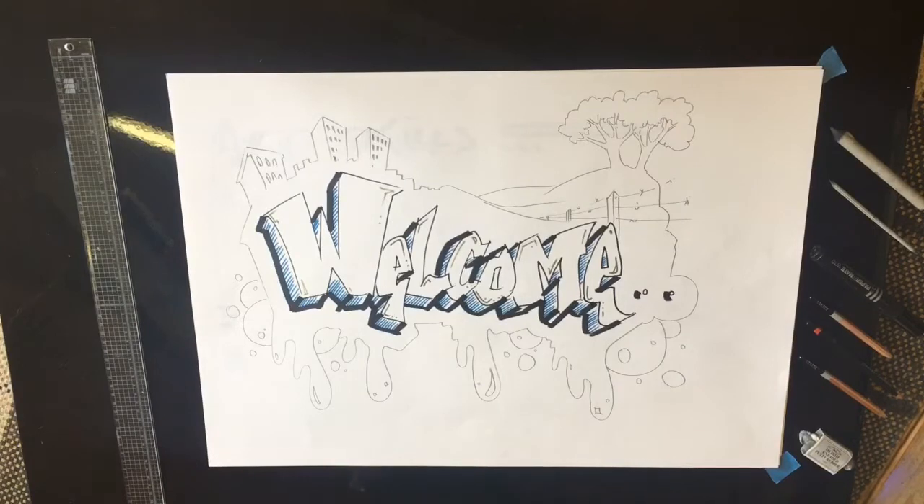Little drawing there, welcome. A little bit of graffiti, something basic. But what you'll notice is shadowing, the three-dimensional nature of the lettering. So that's what we're going to look at today. So moving on from there.